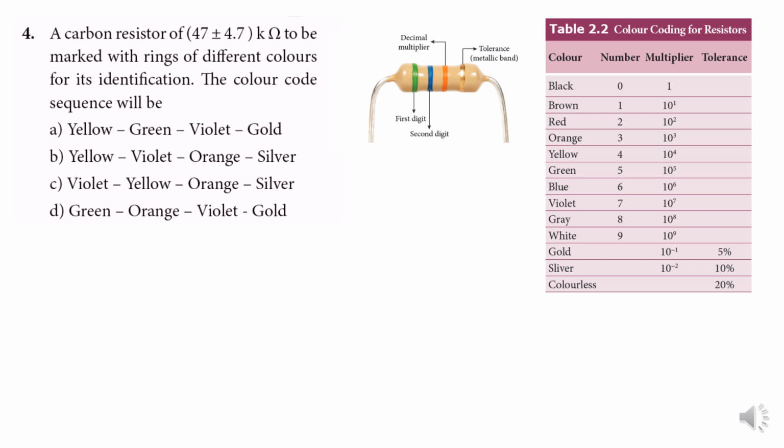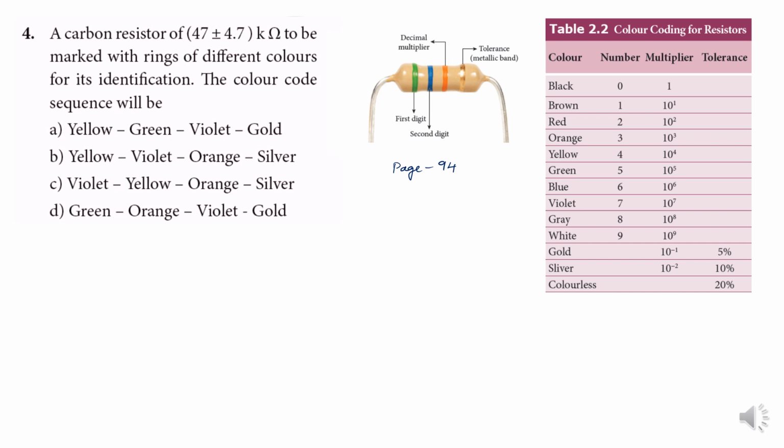Question number 4. A carbon resistor of 47 plus or minus 4.7 kilo ohm is to be marked with rings of different colors for its identification. The color code sequence will be. For this question, refer to page number 94. This table is the color coding for resistors.